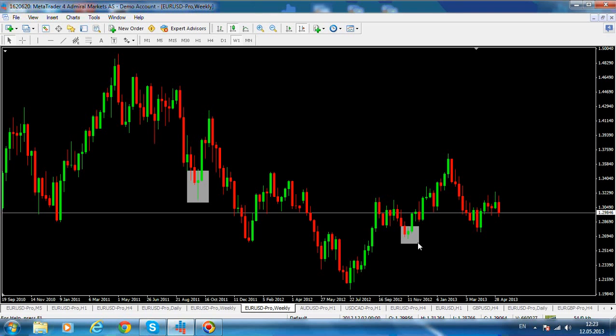Next, we are going to look at the opposite of a hammer. It is called a hanging man, and the hanging man comes after a market advance.